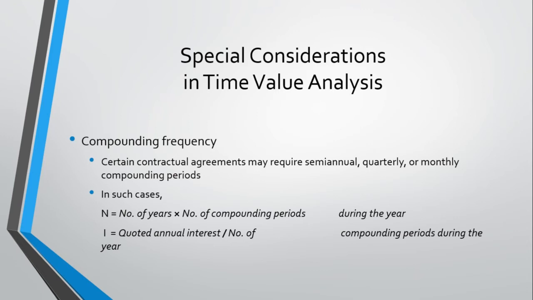Compounding frequency. Certain contractual agreements may require semi-annual, quarterly, or monthly compounding periods. In such cases, N equals the number of years times the number of compounding periods during the year. I is the quoted annual interest. You need to divide that by the number of compounding periods during the year.